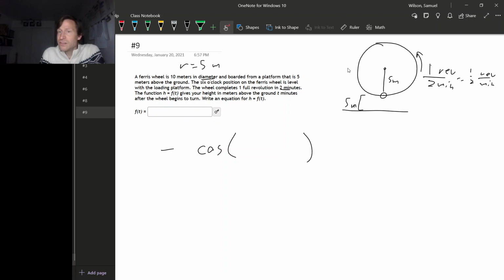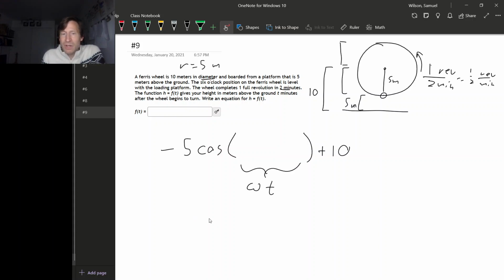The distance from the center to the top is the same thing as the radius of the circle, so that's 5. So that's our amplitude, 5. The center of our motion is at height 10, so we need to shift this up 10. And now we just need to figure out what is the angular speed. Right? Usually what goes in here is the angular speed times time. And we know the angular speed. It's 1/2 a revolution per minute.